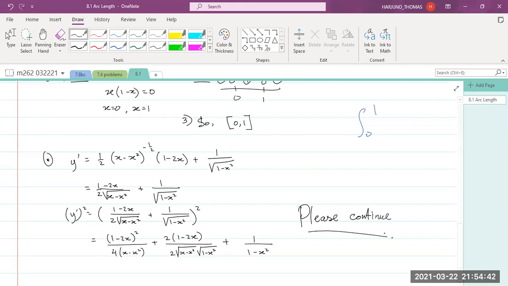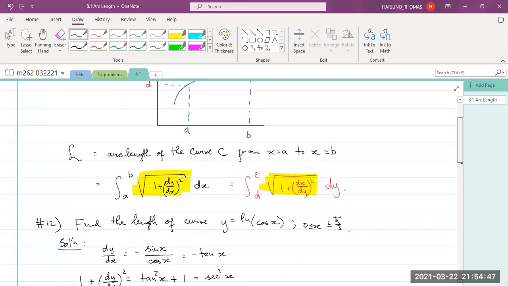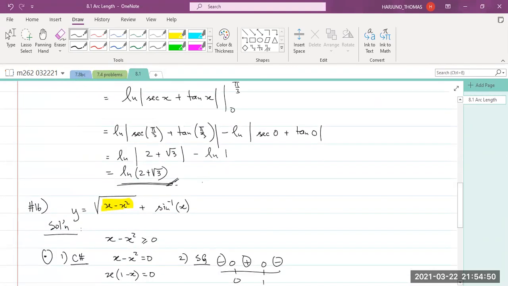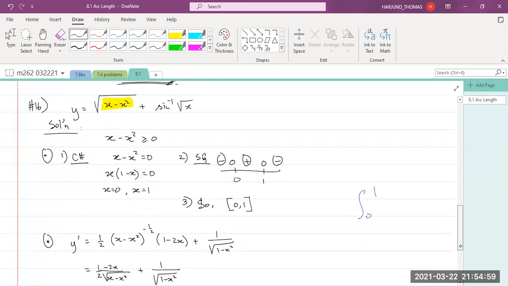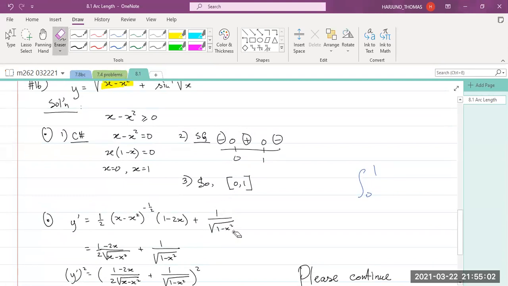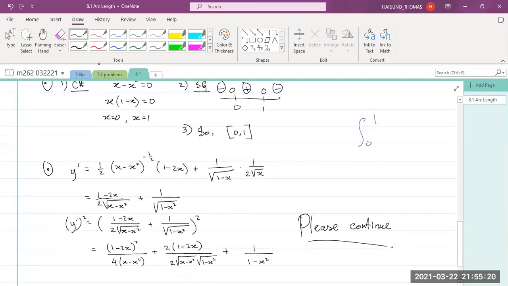Oh, you know what? I made a mistake. It's square root of x here. I copied the question wrong. It's sine inverse of square root of x. That helps. Okay, so the derivative will be this squared times 1 over square root of x with 2.